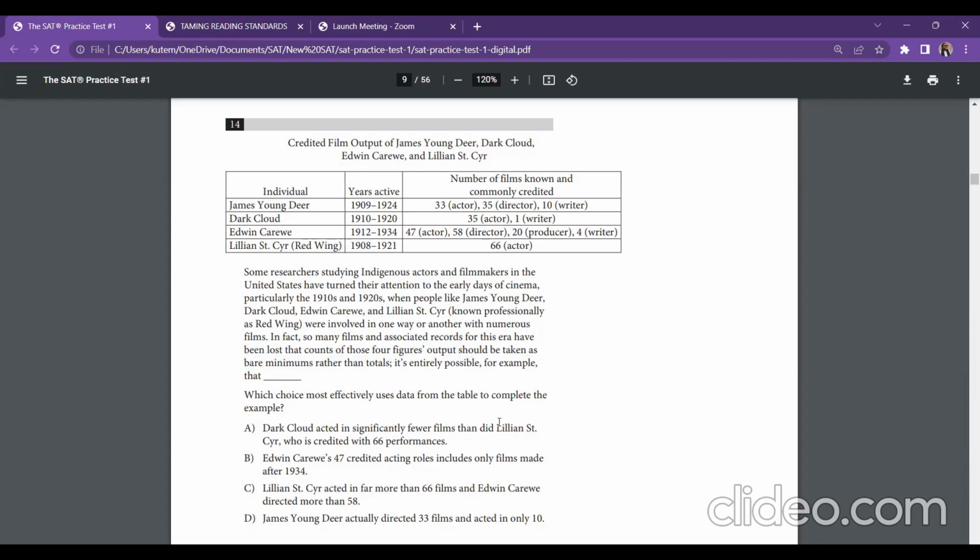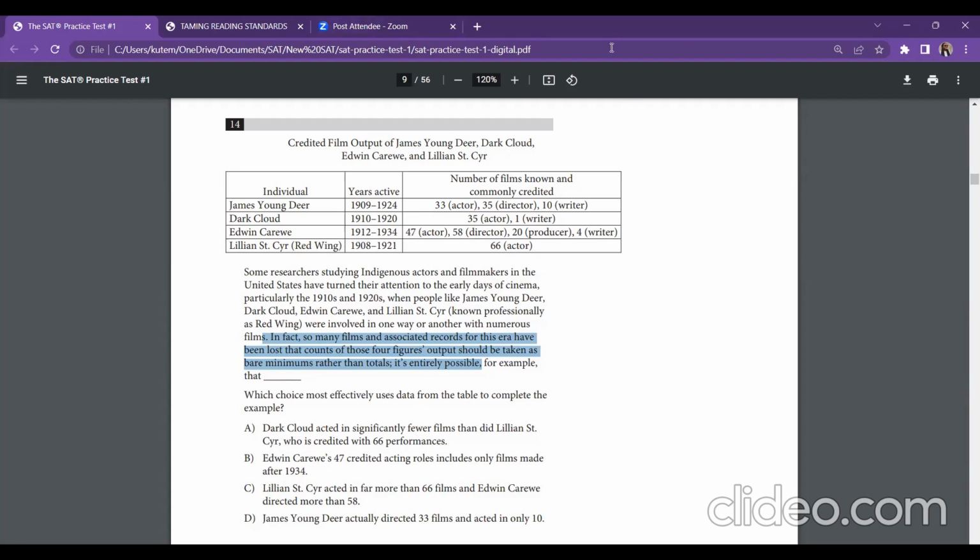First of all, we need to know what we are given an example of. So this is the claim. I'll highlight this. The part before just says a lot of films are produced. This sentence says so many films and associated records for this era have been lost that counts of those four figures' output should be taken as bare minimums rather than totals. So what this is saying is that maybe this number is not even accurate, because so many films were produced, like the output was very high, for example. Okay, so the first thing that we're trying to see, let me put this in the chat.